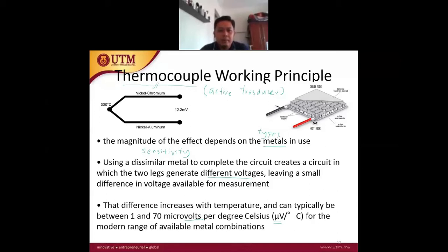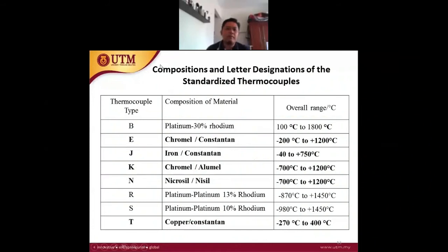These are the industrial standard thermocouple types, with denominations like B, E, J, K, and R, S, T. The name is given based on the composition of material. For example, type B is a combination of platinum with an alloy of 30% rhodium. E is chromel with constantan. J is iron with constantan. K is chromel with alumel. R is a combination of platinum and rhodium at 13%. S is 10%. And T is copper with constantan.